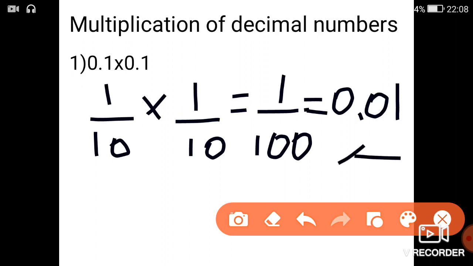So in the question we have 0.1. So after the decimal point we have 1 digit. Similarly, in the next 0.1 there is 1 digit. So 1 plus 1 is 2. So after the 2 digits we will place the point. So follow the arrow mark. So after 2 digits we have placed a decimal point.